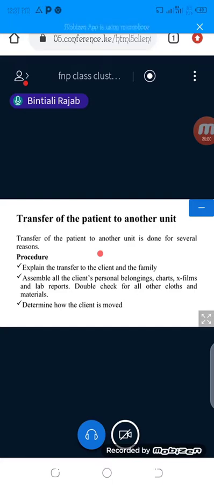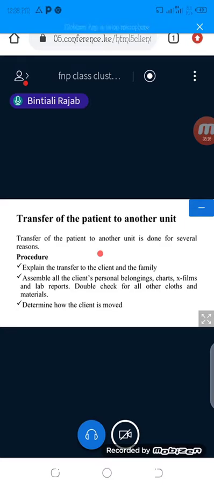So what is the procedure? Explain the transfer to the client and the family. Usianuke tu siku moja asubuhi ukasema leo unaenda hospitali, leo unaenda ward nyingine. The patient does not know. It is wrong. Explain the transfer to the client and the patient.